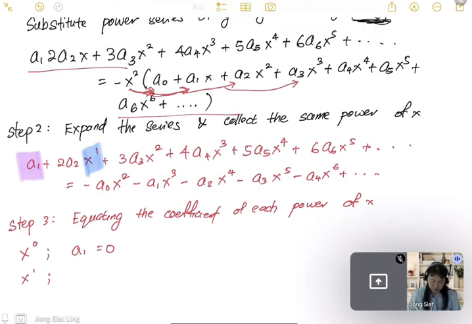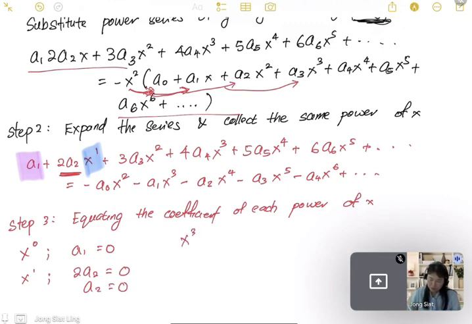Then I will just write 2a2. I get the 2a2 from the value of x power of 1. Then the right hand side don't have, so 0. So a2 is 0.